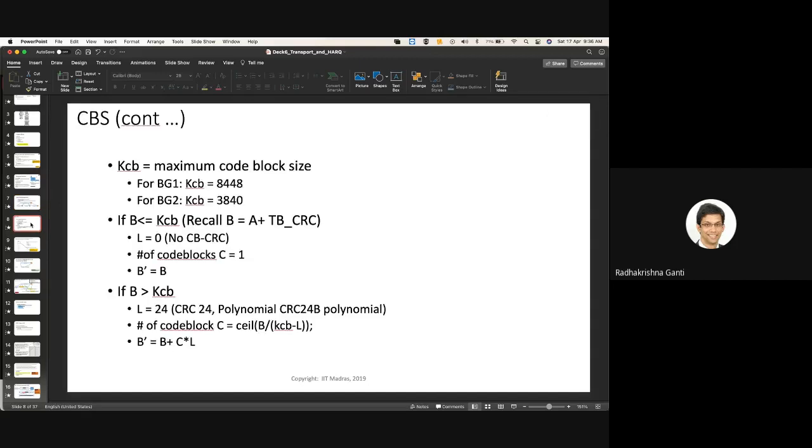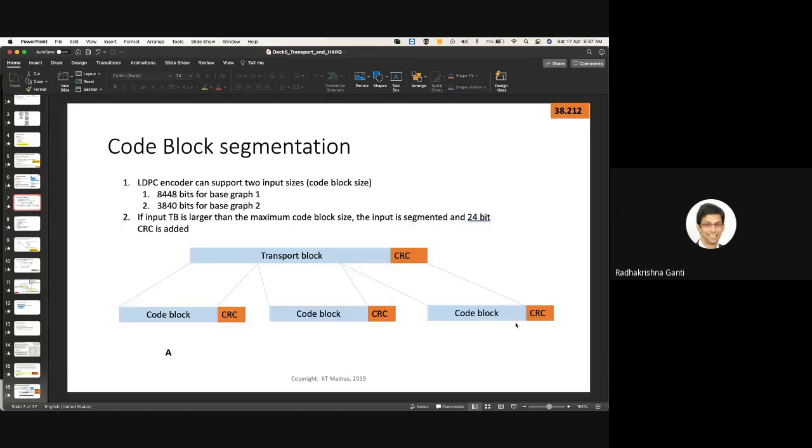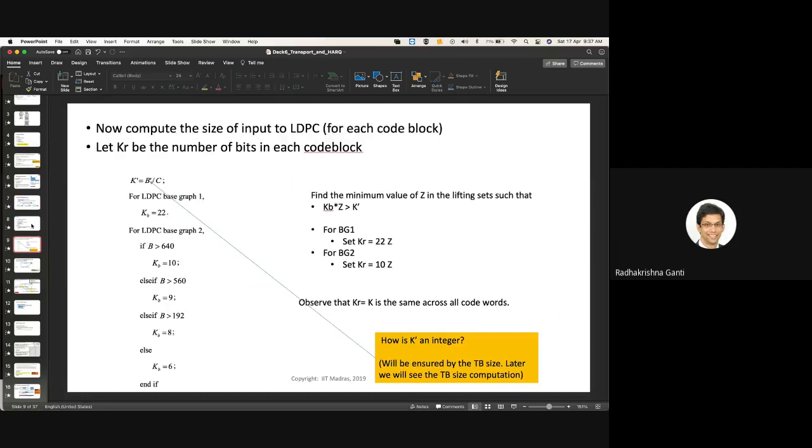Okay, so the number of code blocks is denoted by C and is given by the ceiling of the total number of bits B, remember, B was A plus L, that is A plus 24 or 16 of the TB CRC, divided by K_CB minus L. L here is 24. So after this, B dash will represent the total number of bits: all the code blocks combined with their CRCs is denoted by B dash. So K dash is nothing but B dash divided by the total number of code blocks, C.